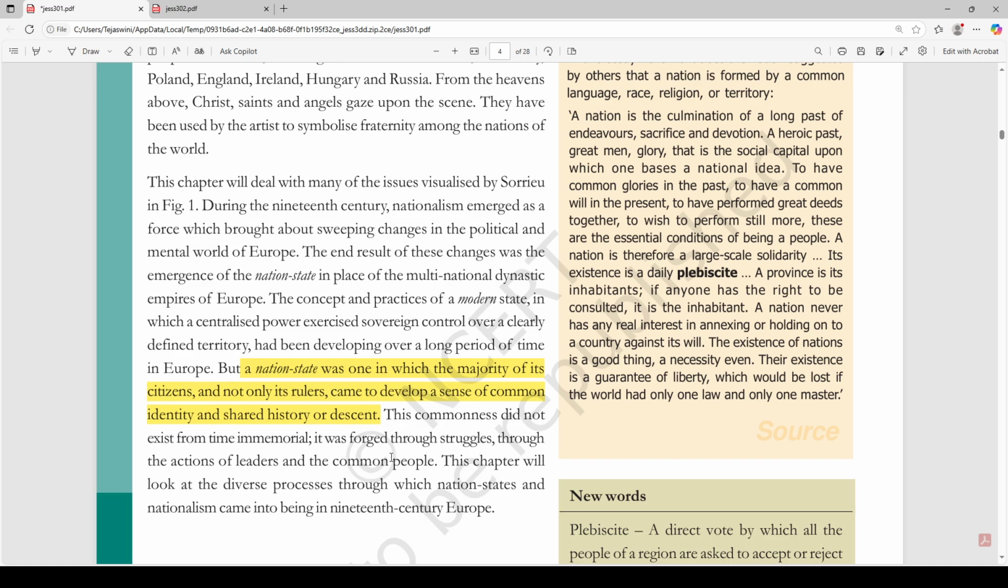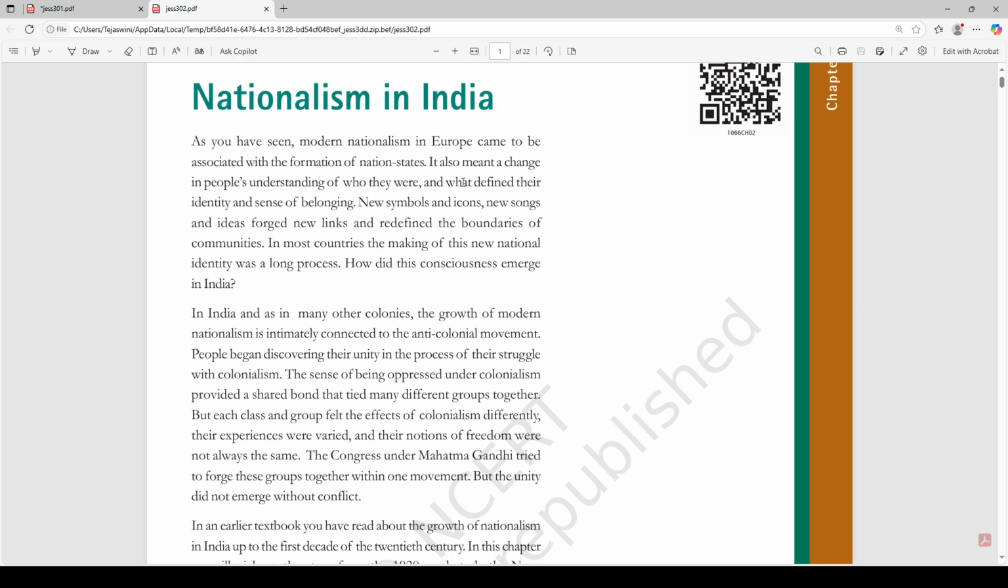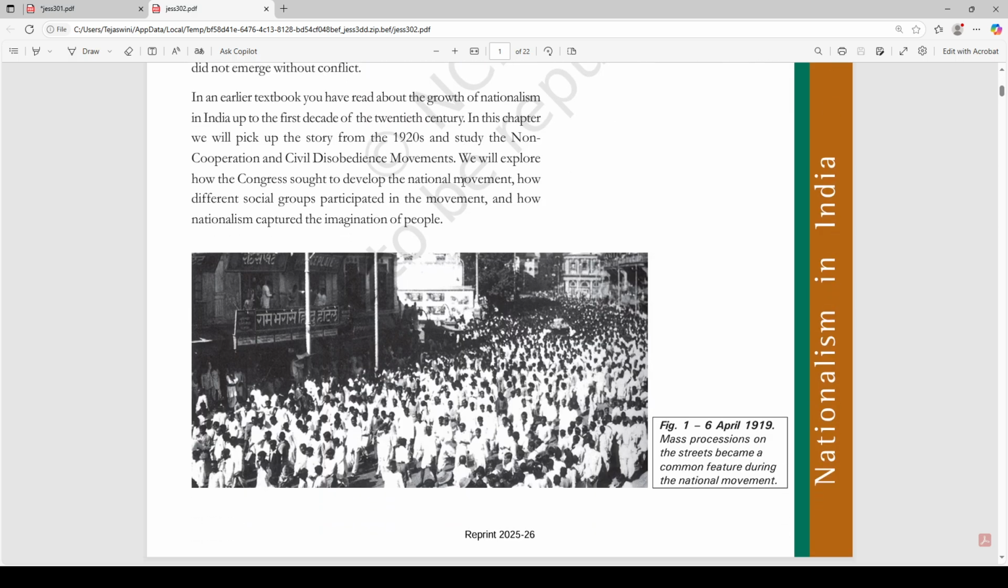Keep it in mind, as per my knowledge it will be required. So it is the definition of nation state. I'm repeating one more time: a nation state is the one in which the majority of its citizens, not only its ruler, came to develop a sense of common identity. This much is enough. From the introduction part we have discussed all these things, about this photo too. Tomorrow we will discuss many other things.